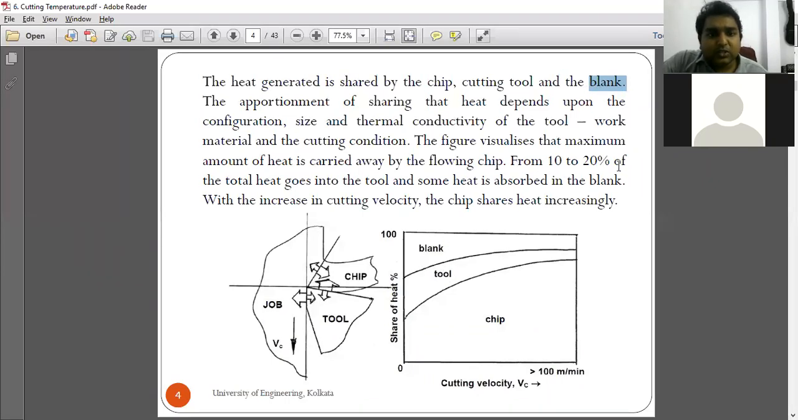So from 10 to 20% of the total heat goes into the tool, and some heat is absorbed in the workpiece. With the increase in the cutting velocity, the chip shares heat increasingly. So as you increase the cutting velocity, most of the heat is taken by the chip. And since it is removed from the machining zone, we can say the maximum heat is thrown away along with the chip, if you are using a higher cutting velocity, that is a cutting velocity of around or more than 100 meters per minute.